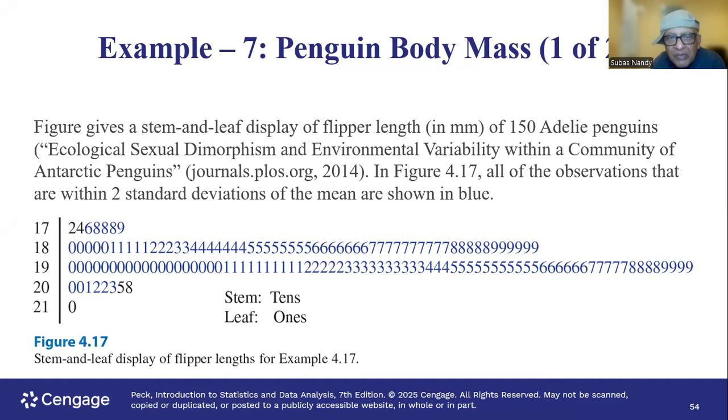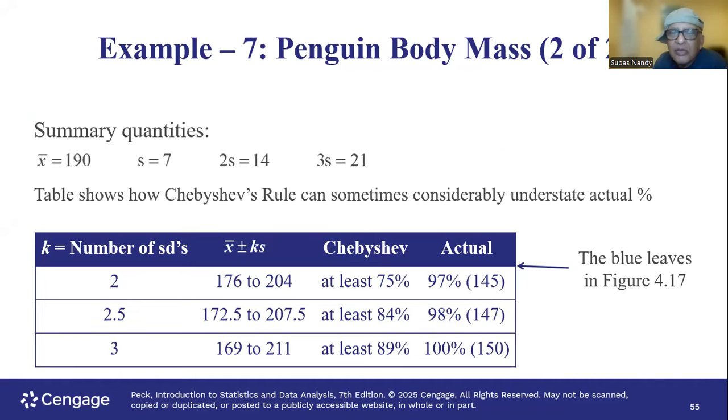So here is a stem and leaf display. Okay. And the mean works out to 190. Standard deviation is 7. 2 times standard deviation is 14. So the mean is 190. To this you add 2 times standard deviation. Sorry, 2 times standard deviation is 14. 190 plus 14 is 204. And 190 minus 14 is 176.